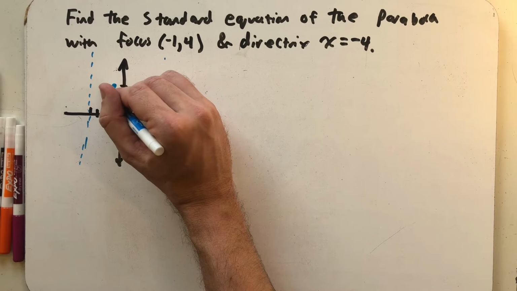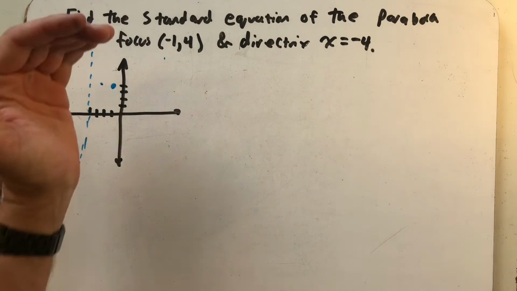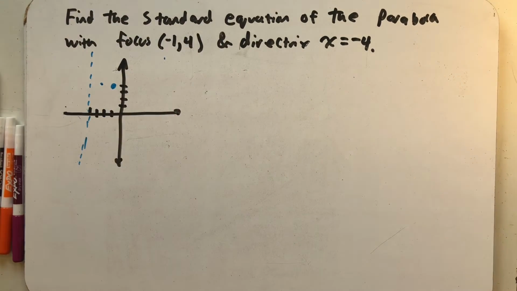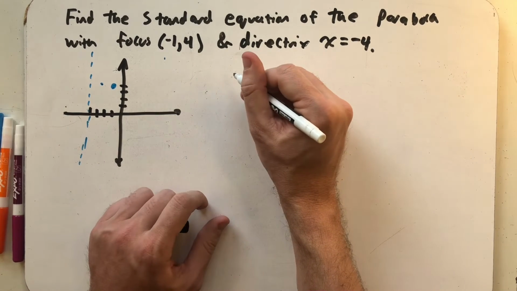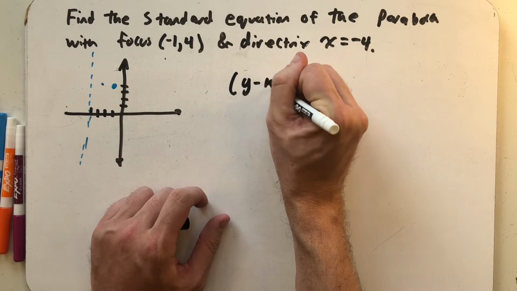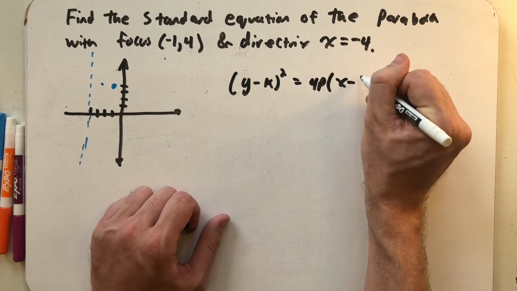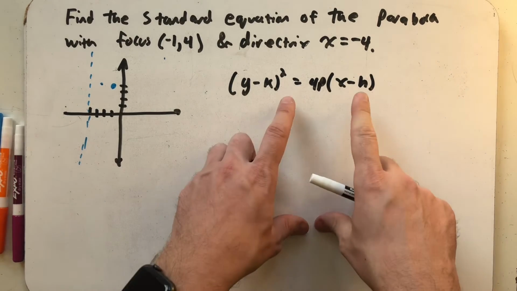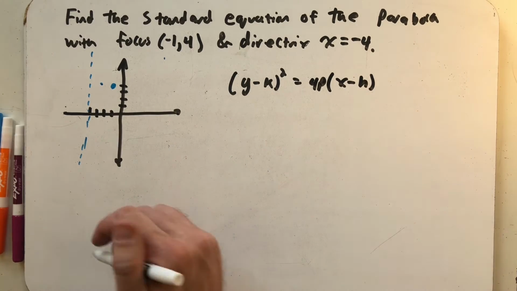My vertex should be right in the middle. And then I know this is going to be a parabola that faces off to the right, that opens to the right. So its equation is going to be in the format of (y - k)^2 = 4p(x - h), where I'll need to know a value for p and then the ordered pair for the vertex.